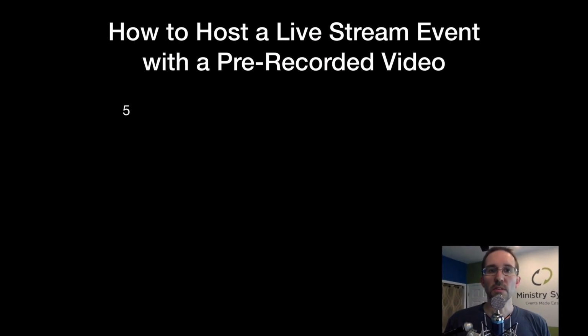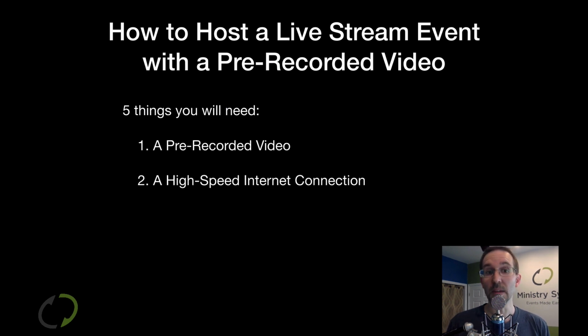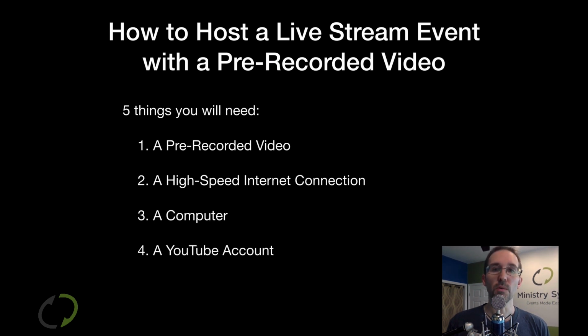In order to do this, you're gonna need 5 things. Number 1, you're gonna need a pre-recorded video. Number 2, you're gonna need a high-speed internet connection. Number 3, you're gonna need a computer. Number 4, you're gonna need a YouTube account that is enabled for live stream. And number 5, you're gonna need to set up OBS Studio, which is a free download. So I'm gonna take you through all 5 of these things, and we're going to go through them all in detail.